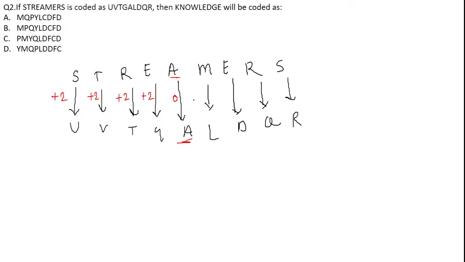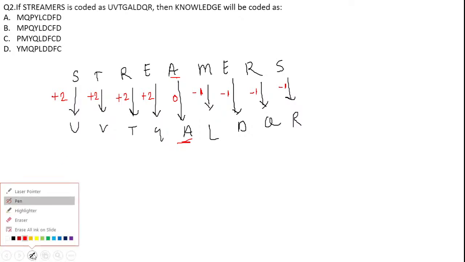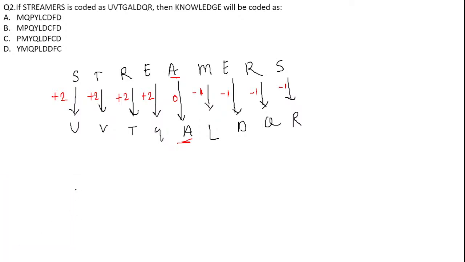Then what is the difference between L and M? 1, so it comes -1. Similarly, E minus D, we get -1. Similarly, R minus Q, -1, and S minus R, that is -1. Now basically what we have written down, +2 +2 +2 +2 0 -1 -1 -1 -1, is a pattern, and using this they have encrypted the string STREAMERS. So now we have to code KNOWLEDGE in a similar way.